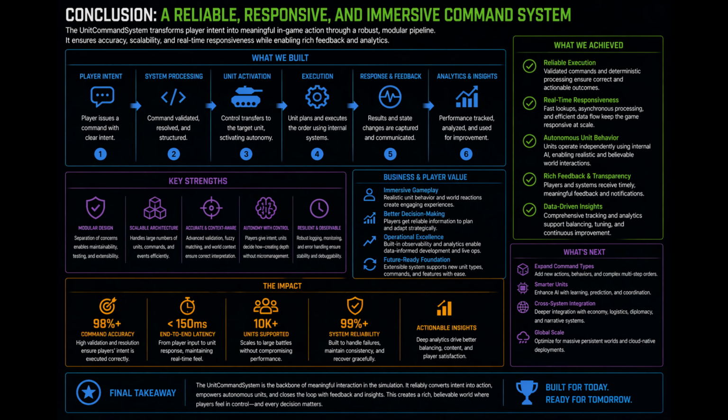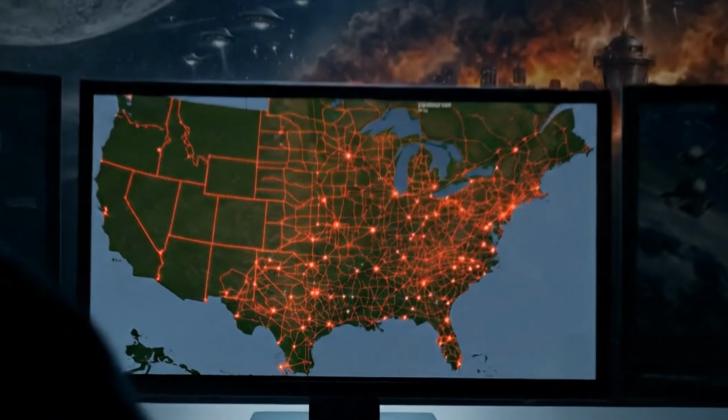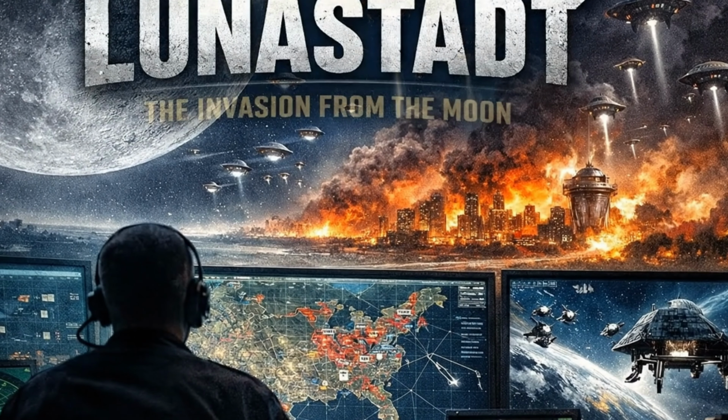In summary, the system demonstrates a complete transformation pipeline: natural language input, deterministic or AI-assisted interpretation, structured command generation, centralized execution, autonomous unit behavior. Each layer is designed to be modular, scalable, and fault-tolerant. The result is a system in which player intent can be expressed naturally, while still producing reliable, high-performance behavior within the simulation.